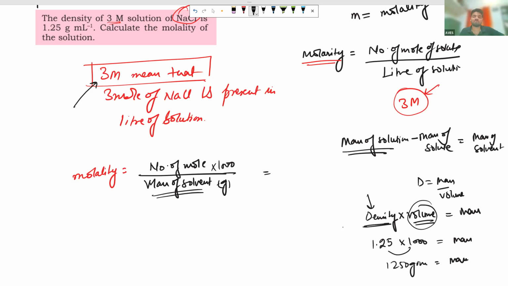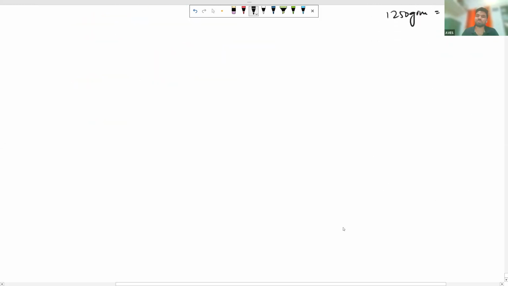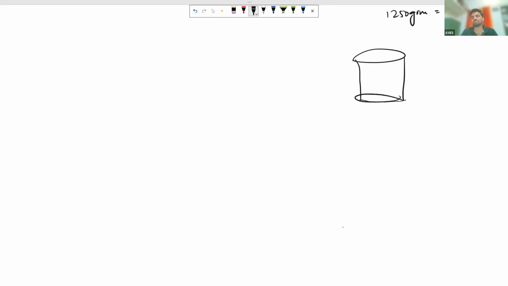Now what is the mass of solvent? You have to subtract the mass of solute from this value, 1250. How will you find out the mass of solute in the solution? They have not given us the solute's mass. So what do you mean by saying the solution is 3M? It is the molarity of the solution. What does molarity mean? It is the number of moles per liter of solution.